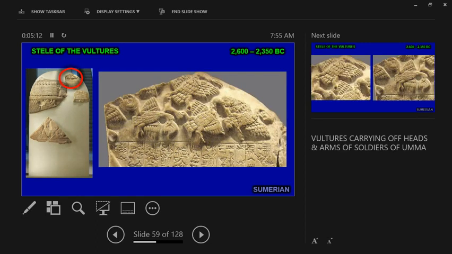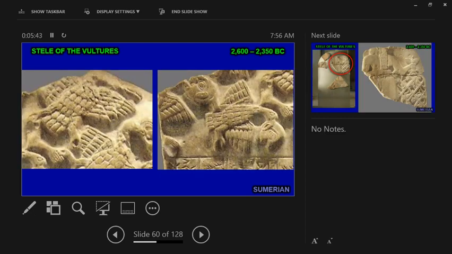But at the very top, this is what the stele is named after, these vultures. And these vultures are carrying off the heads and arms of the soldiers of Umma. So you can see there's a head here, and there's an arm here. They're flying away with body parts. There's another head here.